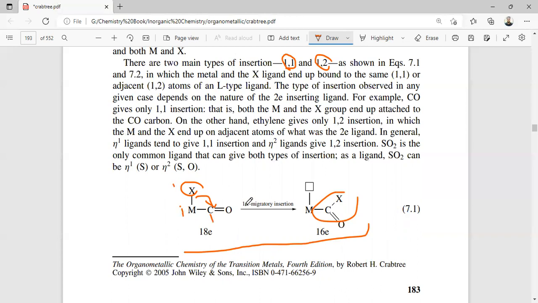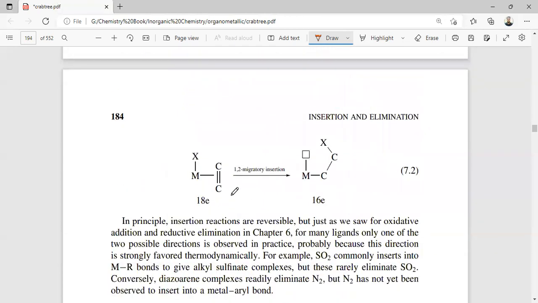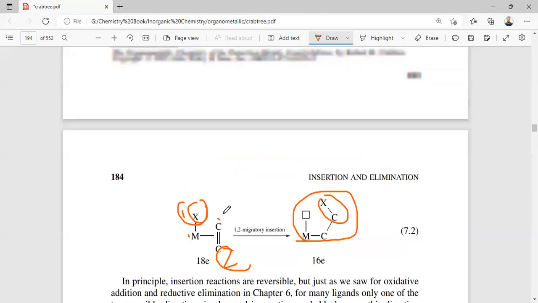This is a 1,1 insertion. And this is the example of 1,2 insertion. Here the X is inserted into the M-C bond to form this new C-C-X bond. So here X is inserted into the adjacent carbon. So this is an example of 1,2 insertion.